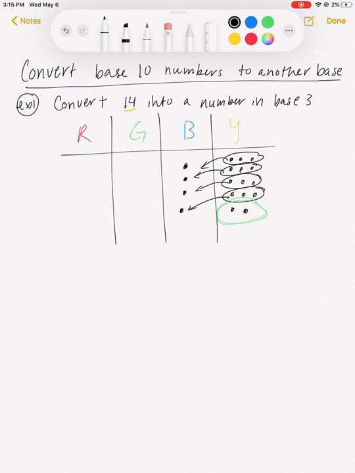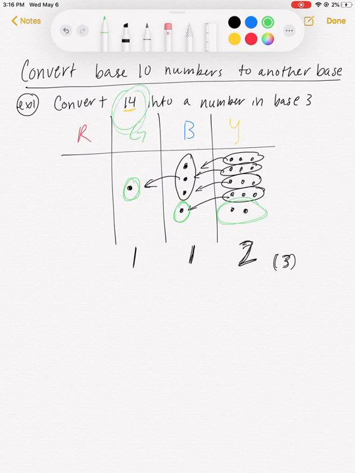And I'm going to group any groups of 3 in the blue column and put them into this green column, which are the 3 groups of 3, or 9s. Okay. So I have one of those. To convert into a different base, I take a look: this is 1 of the groups of 3, and that's 1 of the groups of 9. So we have 1 of those groups, 1 of those groups, and 2 of those leftovers. Okay. So it's 1, 1, 2, base 3. So 14 is 1, 1, 2, base 3.